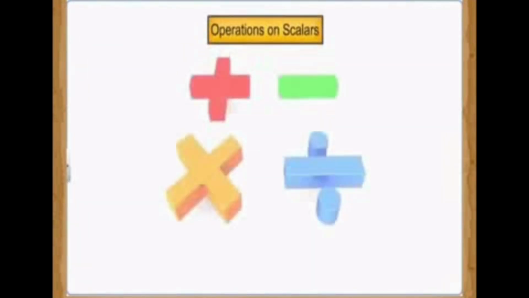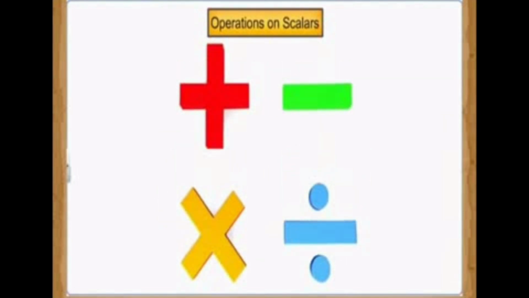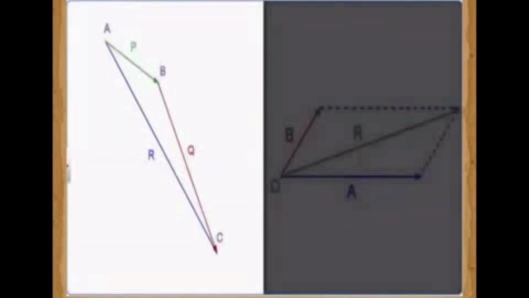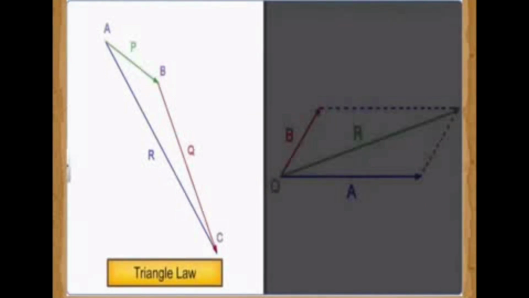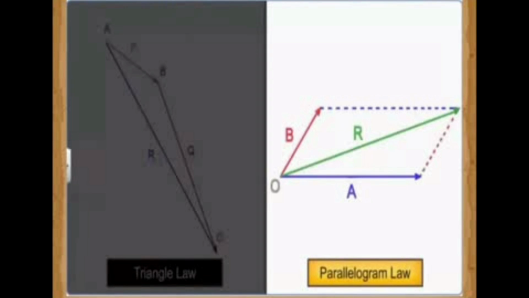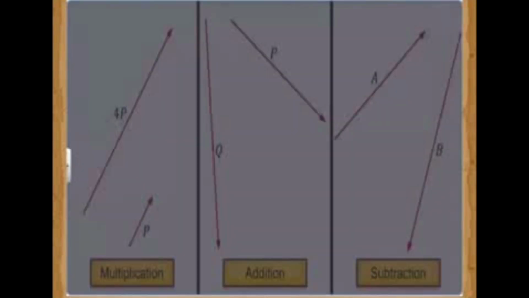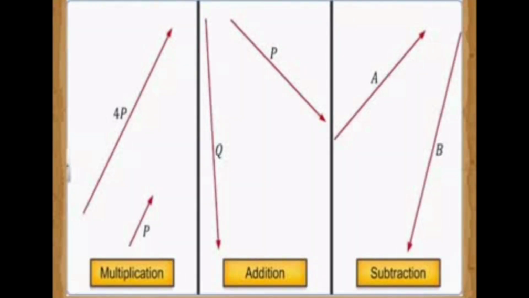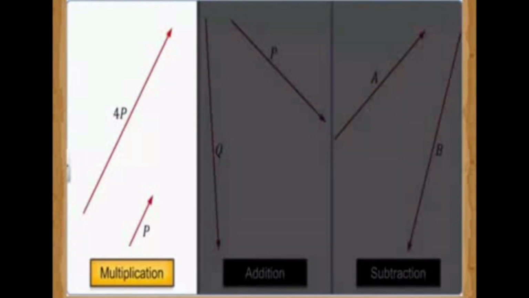Now we are going to see the operations on scalars. With scalars, we can do ordinary arithmetic calculations: addition, subtraction, multiplication and division. For vectors, we can add two vectors by the triangle law of vectors, and another is the parallelogram law of vectors. We can multiply two vectors and add two vectors, that is, addition and subtraction of vectors.